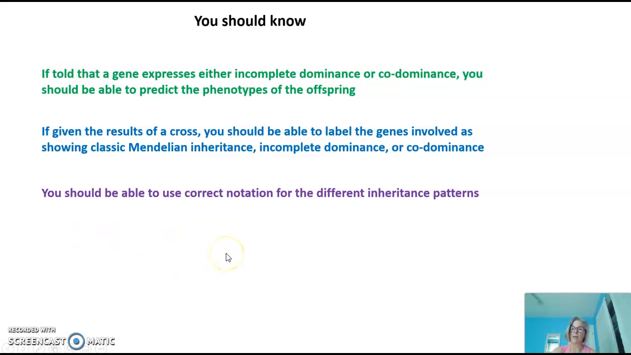And I'm telling you now that most students have trouble with different notations once they have these exceptions. So be very careful and pay attention to detail when you're labeling the genotypes of your cross.